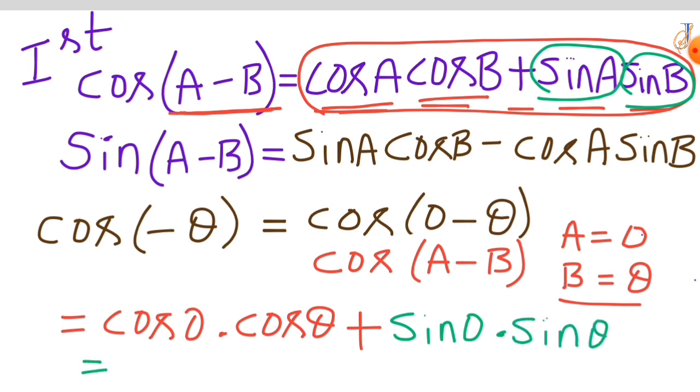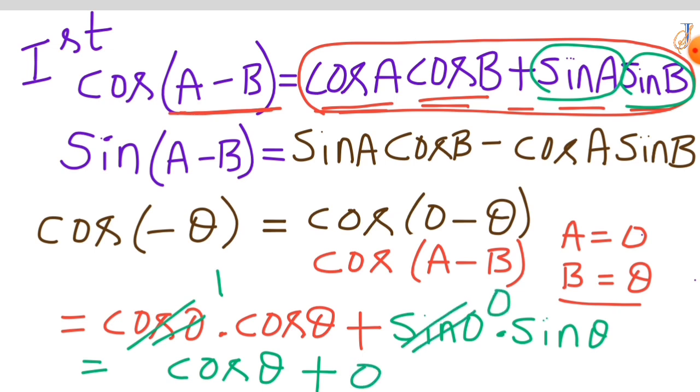And we know that cos 0 the value is 1 times cos theta which is cos theta, plus, and also we know that sin 0 the value is 0, so 0 times sin theta which is 0, so that is equal to cos theta plus 0 is equal to cos theta. So we proved that cos of minus theta equal to cos theta.